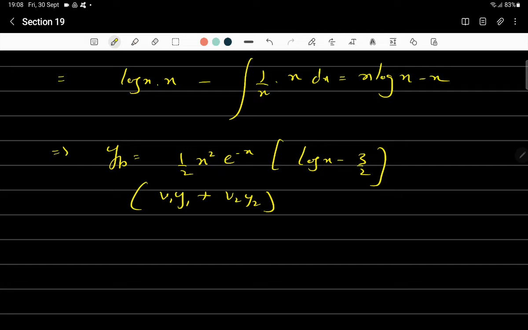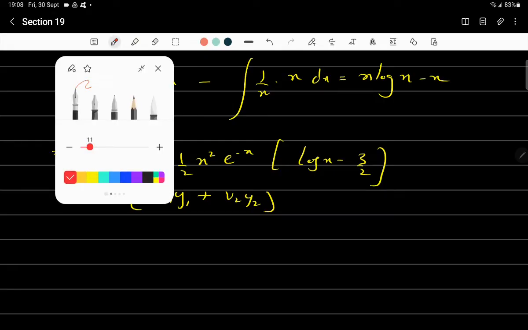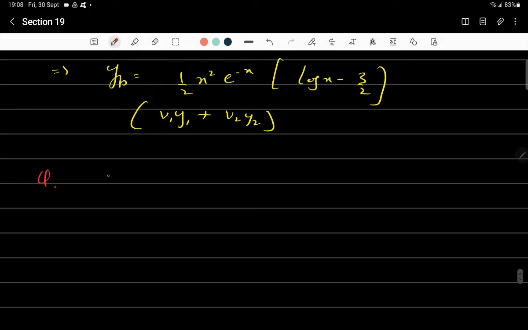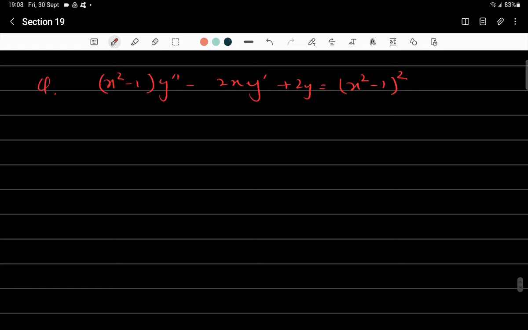Yes, let's see the last question, a very interesting question. So the last question suggests that I must solve x square minus 1 y double dash minus 2x y dash plus 2y is x square minus 1 whole square. Now if you see the homogeneous part, then finding yg is not very trivial. So my homogeneous part is y double dash minus 2x by x square minus 1 y dash plus 2 by x square minus 1 y is equal to 0.